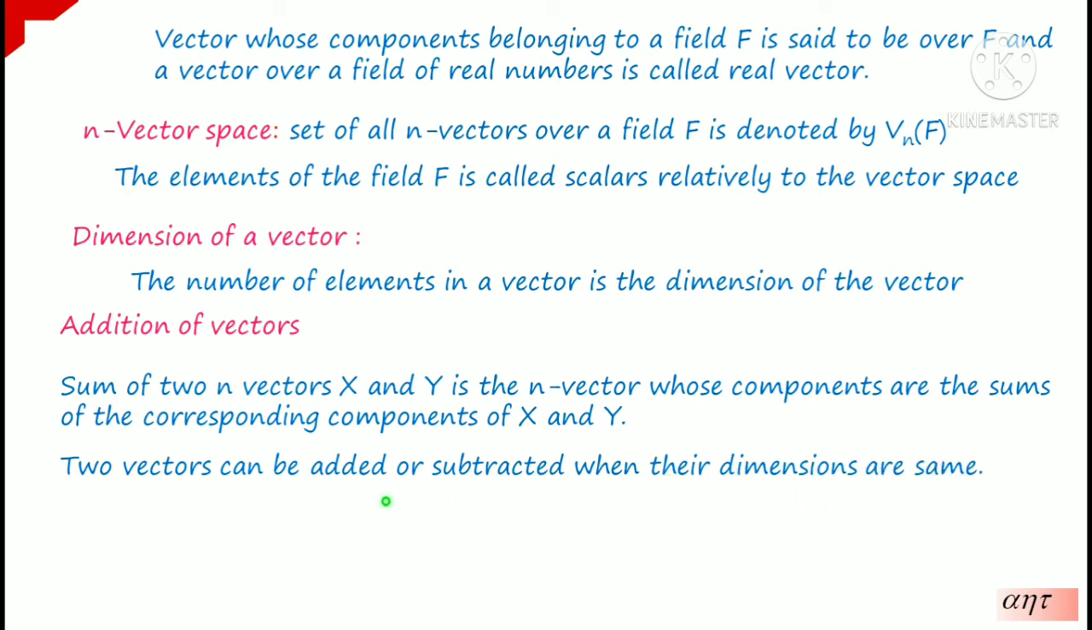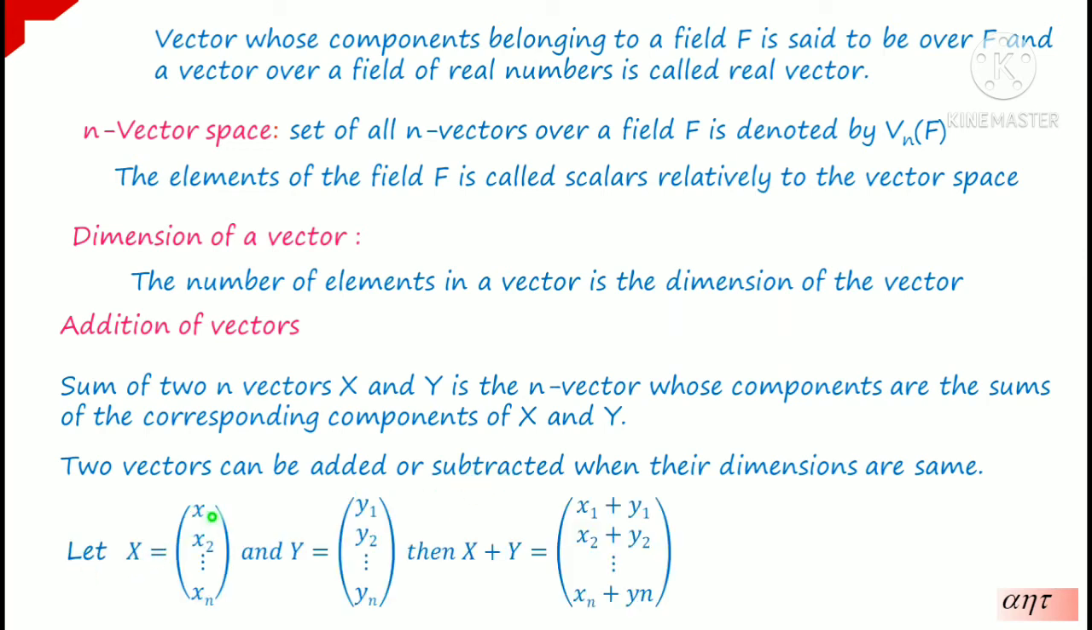For example, x has x1, x2, up to xn, n elements, and y is equal to y1, y2, up to yn, n elements, both having the same dimension n. So we add these two vectors, x plus y. We add x1 with y1, x2 with y2, up to xn with yn. Now x plus y is equal to x1 plus y1, x2 plus y2, up to xn plus yn. Since the dimensions are the same, addition or subtraction is possible.